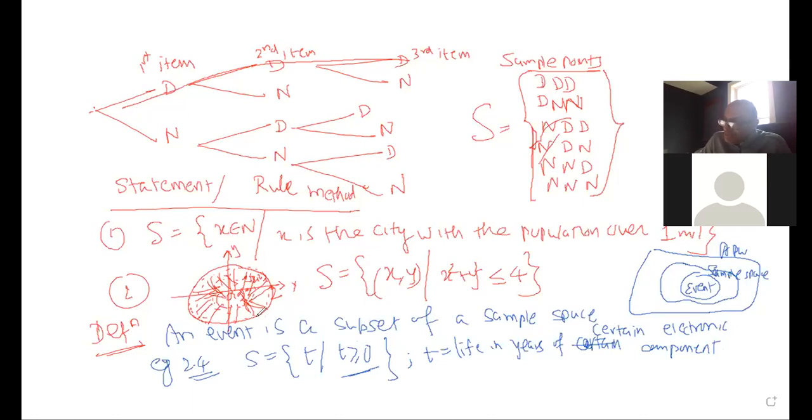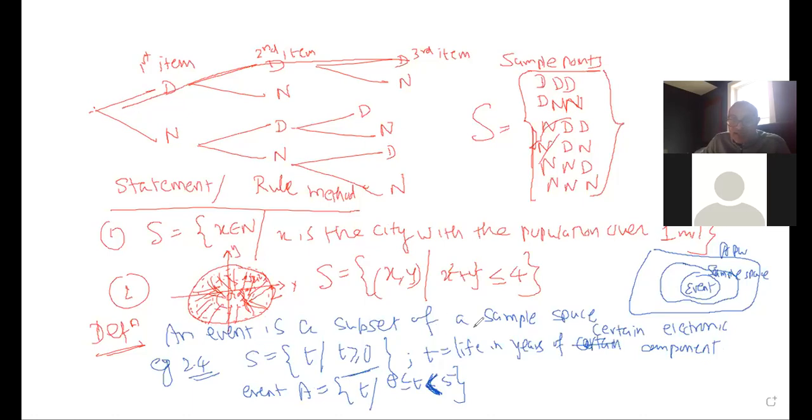Then suppose I have another example of a subset of a set. Another example I would like to give you is event A equal to those t such that 0 is less than or equal to t is strictly less than 5. There is no equality. 0 is less than or equal to t is less than 5. This is my event A.